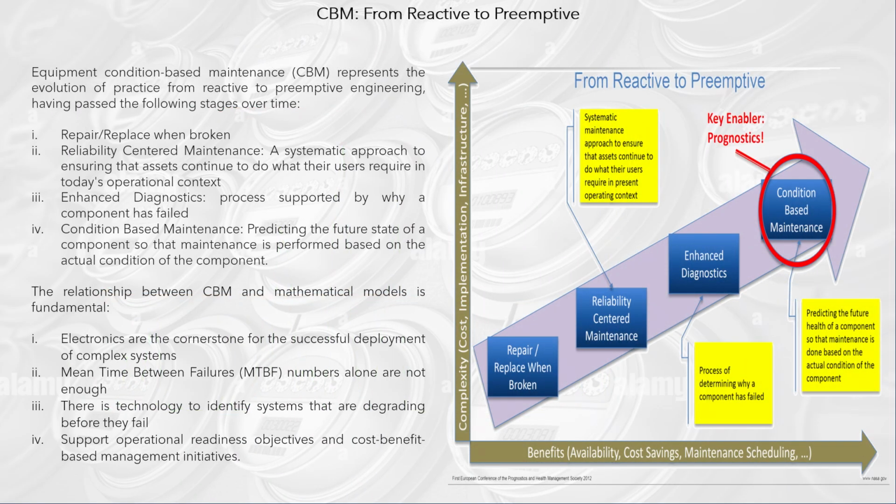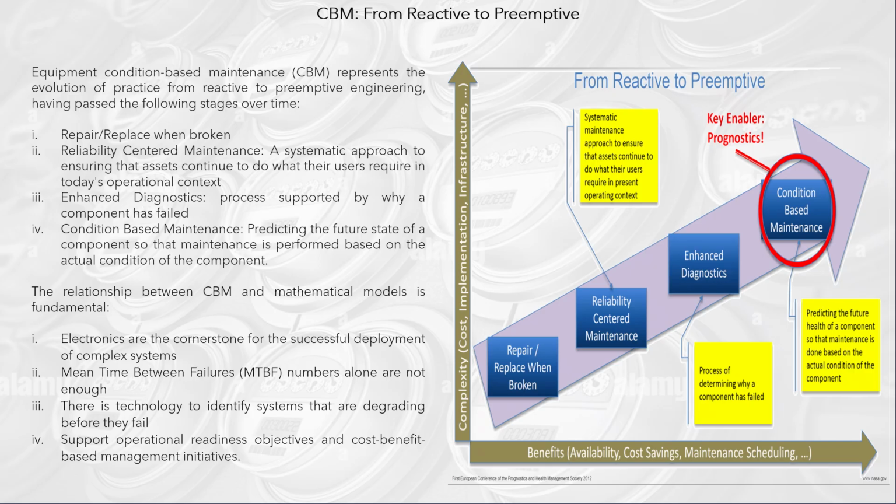Equipment condition-based maintenance, CBM, represents the evolution of practice from reactive to preemptive engineering, having passed the following stages over time. Repair or replace when broken. Reliability-centered maintenance, a systematic approach to ensuring that assets continue to do what their users require in today's operational context. Enhanced diagnostics, a process supported by why a component has failed. Condition-based maintenance, predicting the future state of a component so that maintenance is performed based on the actual condition of the component.